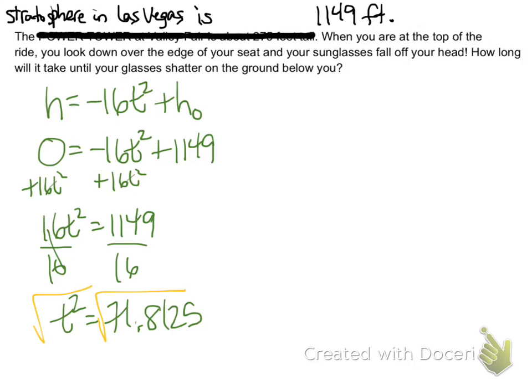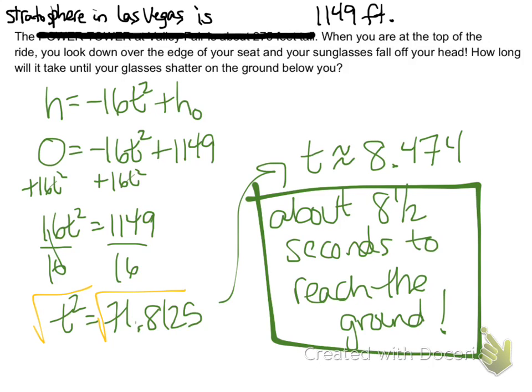71.8125. Taking the square root of both sides, I get that t is 8.474. Now, of course, it would normally be plus or minus, but we're obviously not dealing with a negative time. So make sure you're also careful about the plus and minus in a real-world situation. So it's going to take about 8.5 seconds for your glasses to reach the ground.